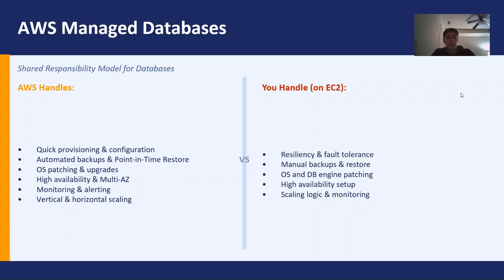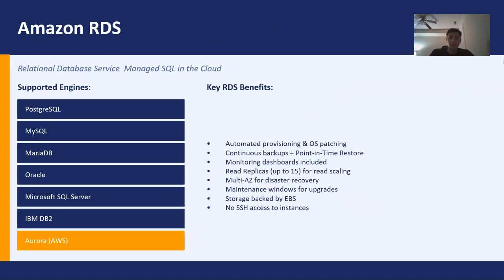In contrast, if you run your own database on an EC2 instance, you are responsible for everything, like resiliency, manual backups, patching, high availability, fault tolerance, and scaling. It's technically possible, but it consumes time and resources that could be spent building value for your own business. So, because of this, the general recommendation is to use AWS managed services.